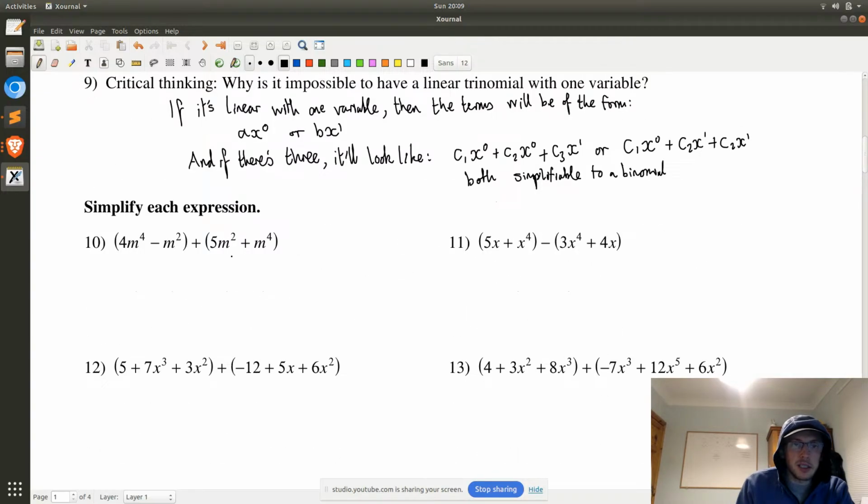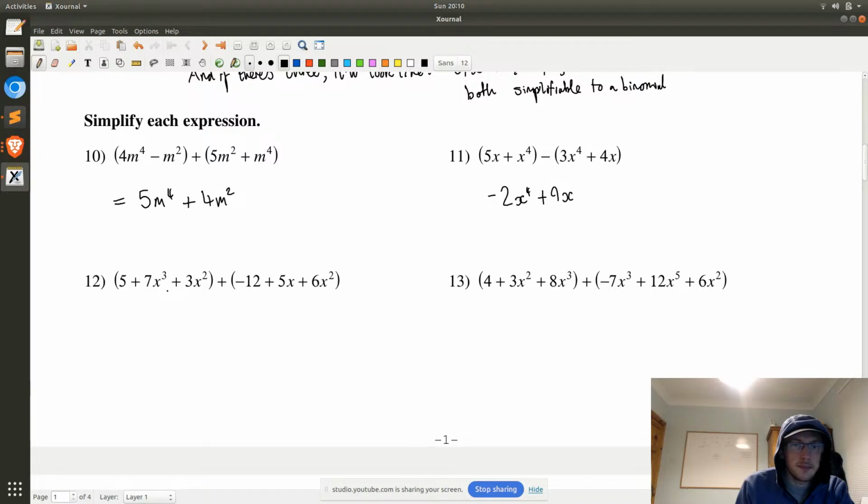Okay, simplify each expression. There is one m to the 4 terms. So no, sorry, there is 2 m to the 4 terms. Careful now. So put them together, 5m to the 4. Put the squared terms or the quadratic terms together. So 4m squared. Over here, x to the 4 takes 3x to the 4, so negative 2x to the 4. And then we have a 9x there.